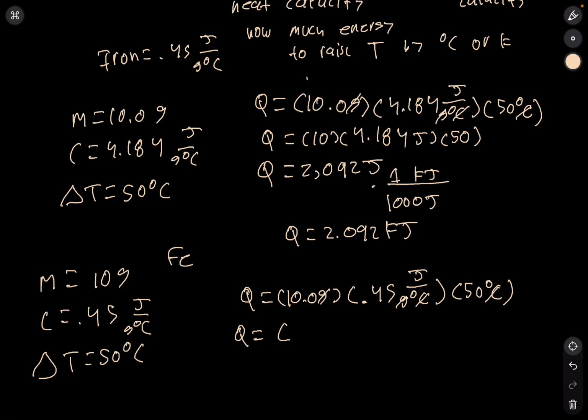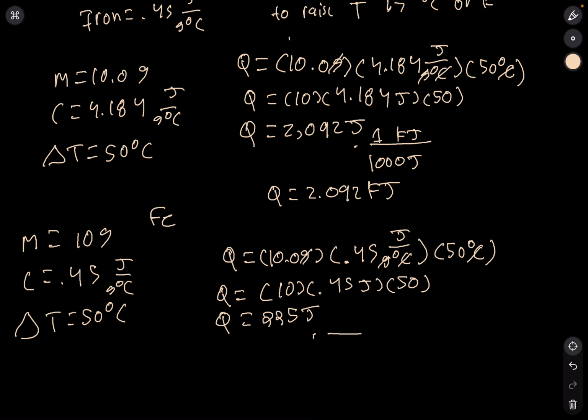So Q would be 10 times 0.45 joules times 50, which is 10 times 0.45 times 50. And you get a total heat of 225 joules. Now let's change that to kilojoules to really see the amount of energy being added. So then your total energy, in order for that to happen, is 0.225 kilojoules.